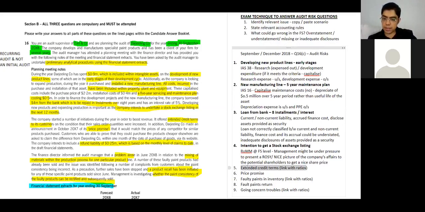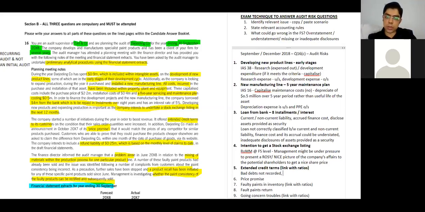Extended credit terms. The company has offered extended credit terms. So let's talk about those extended credit terms. State the relevant accounting rules. Now the relevant accounting rule over here is bad debts, due to extended credit terms, bad debts not recorded. There could be bad debts because of it.